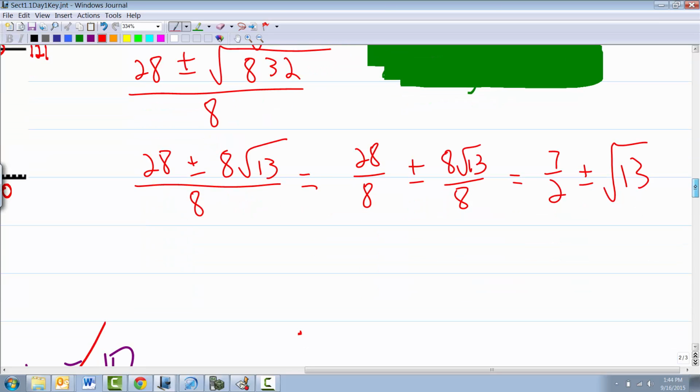Or another way is, what are all three of these divisible by? Not 8, but they're actually all divisible by what? 4 actually is the better answer. And then this is a way of writing it as one fraction with a common denominator.